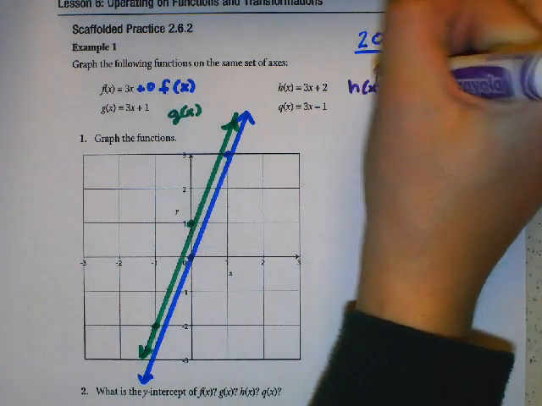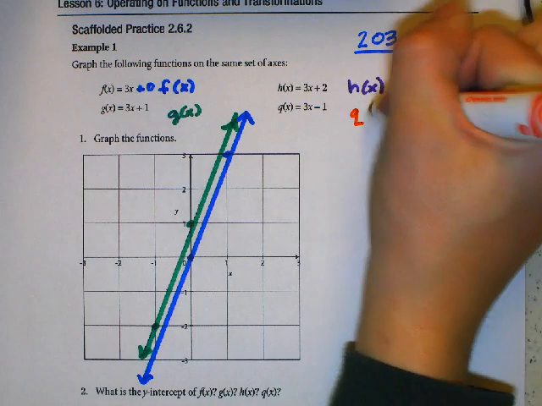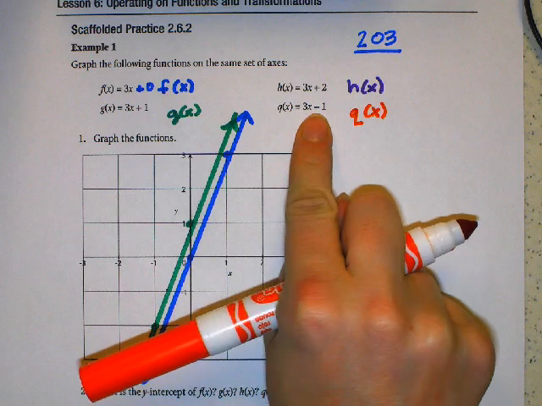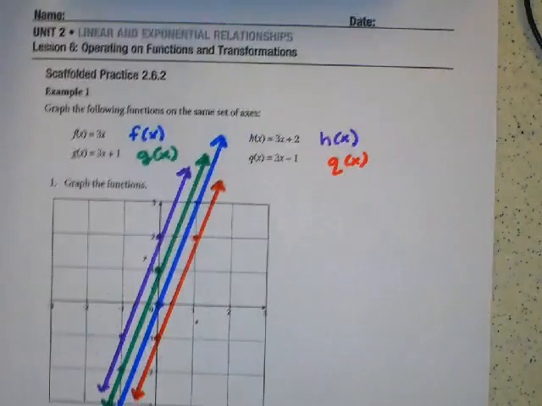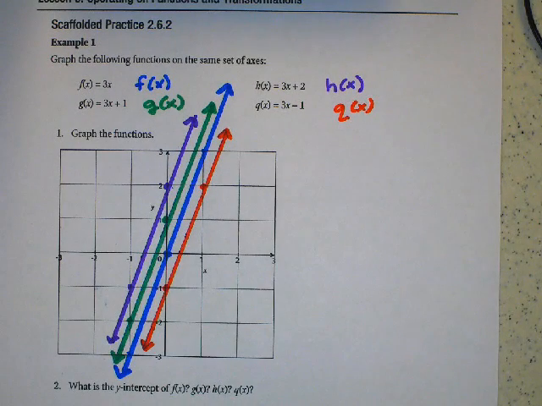Let me graph h of x really quick. I'm going to do that one in purple. And then I'm going to do q of x in red, because it's the only one with a negative number. So I've graphed all four lines, and they are color-coded.